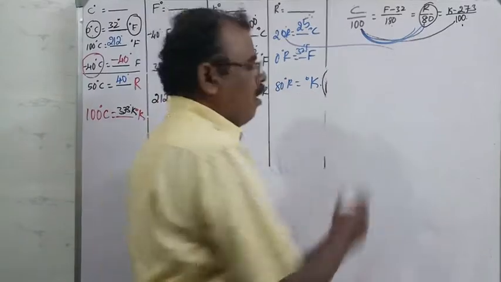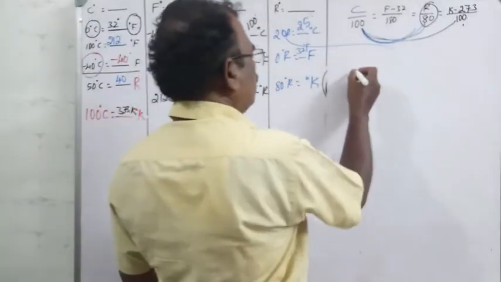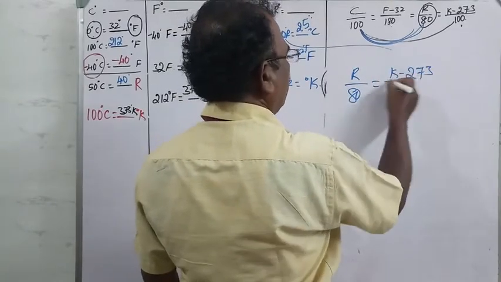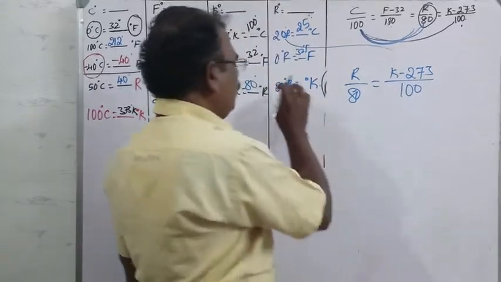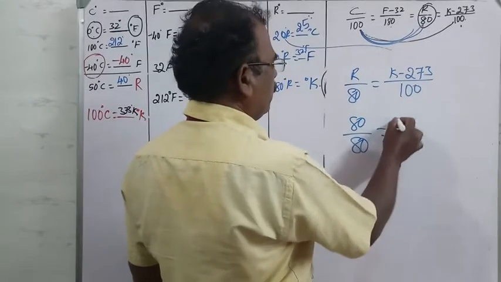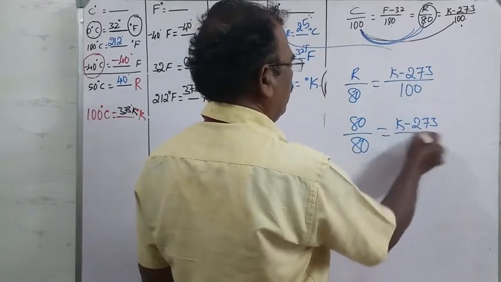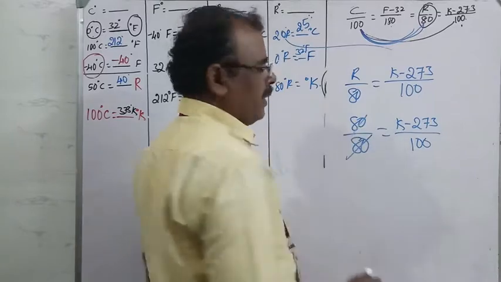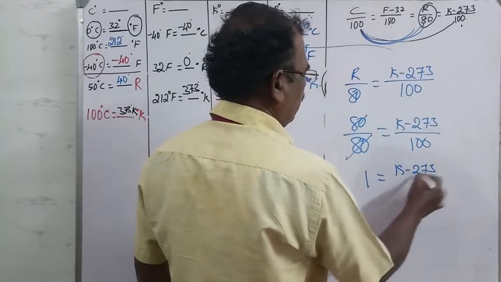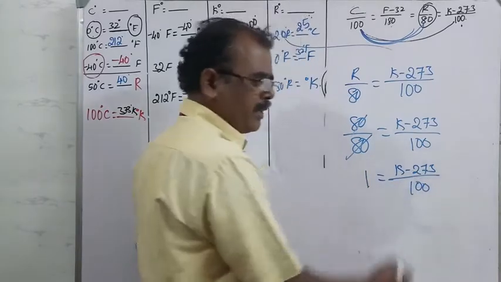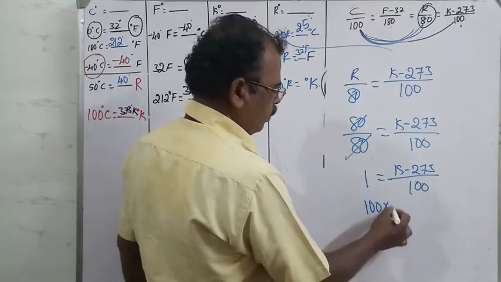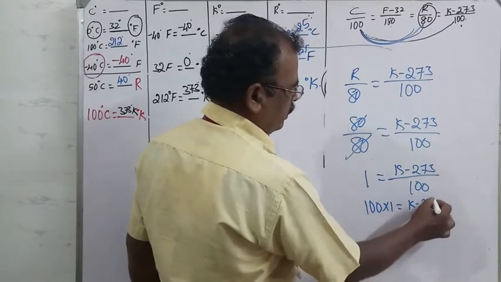Now you compare R and K. What is the value of R? R by 80 is equal to K minus 273 divided by 100. R is 80, so 80 divided by 80 is equal to K minus 273 divided by 100. 80 will be cancelled, and now we are getting the answer 1. That is equal to K minus 273 divided by 100. Make the cross multiplication: 100 into 1 is equal to K minus 273.